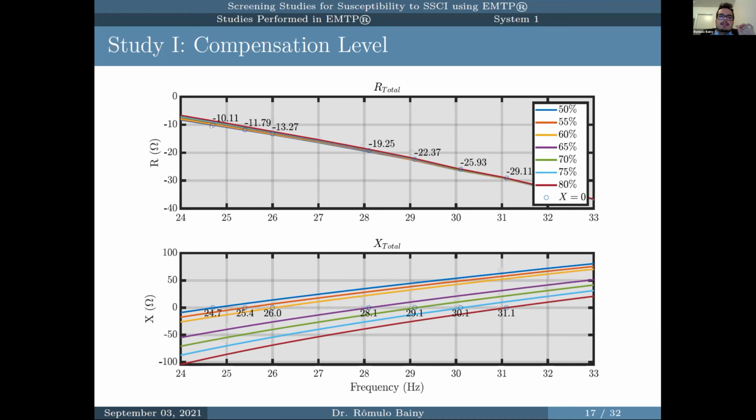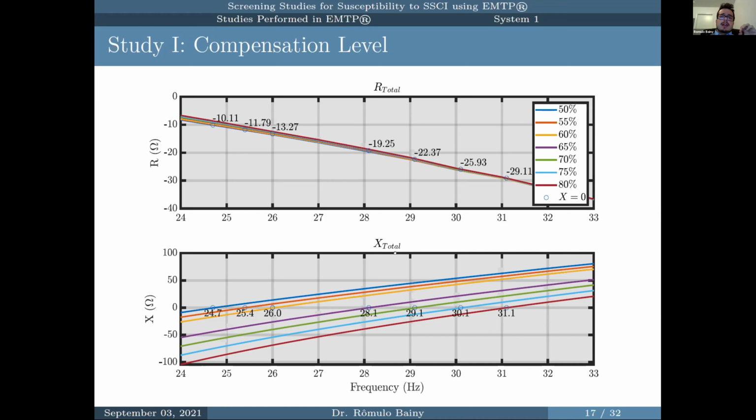What we have here is that when you increase your compensation level from 50% to 80%, you are going to have your damping almost 3 times larger. So we start with -10, and then we go to almost -30 ohms, which is more critical, because this is a negative gain, this is a negative damping. This is going to mean that we're going to have an even higher gain for higher compensation levels.